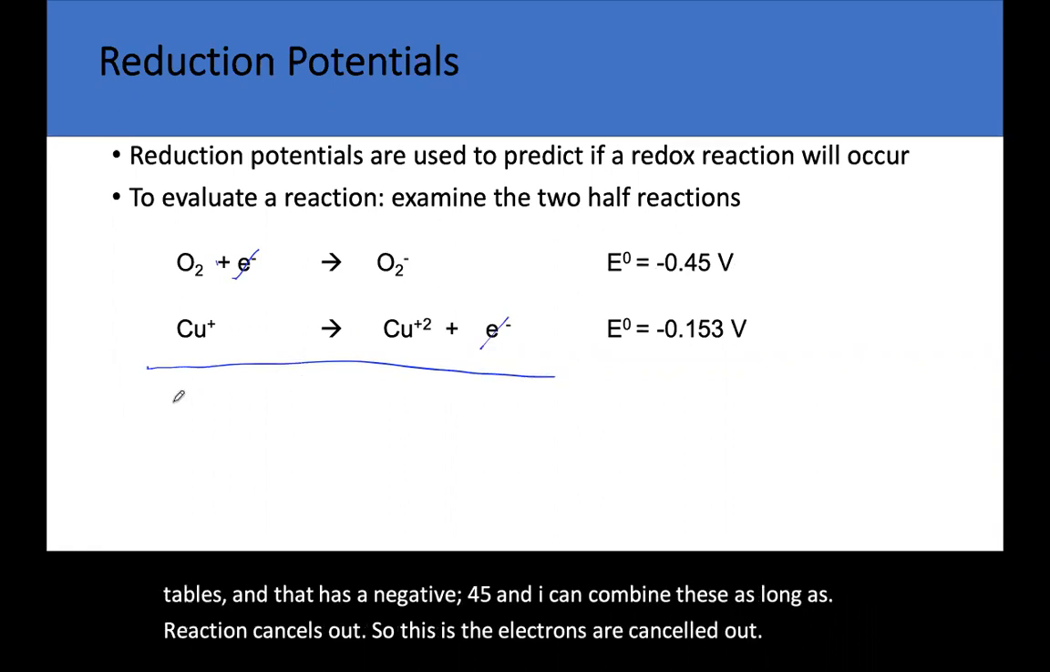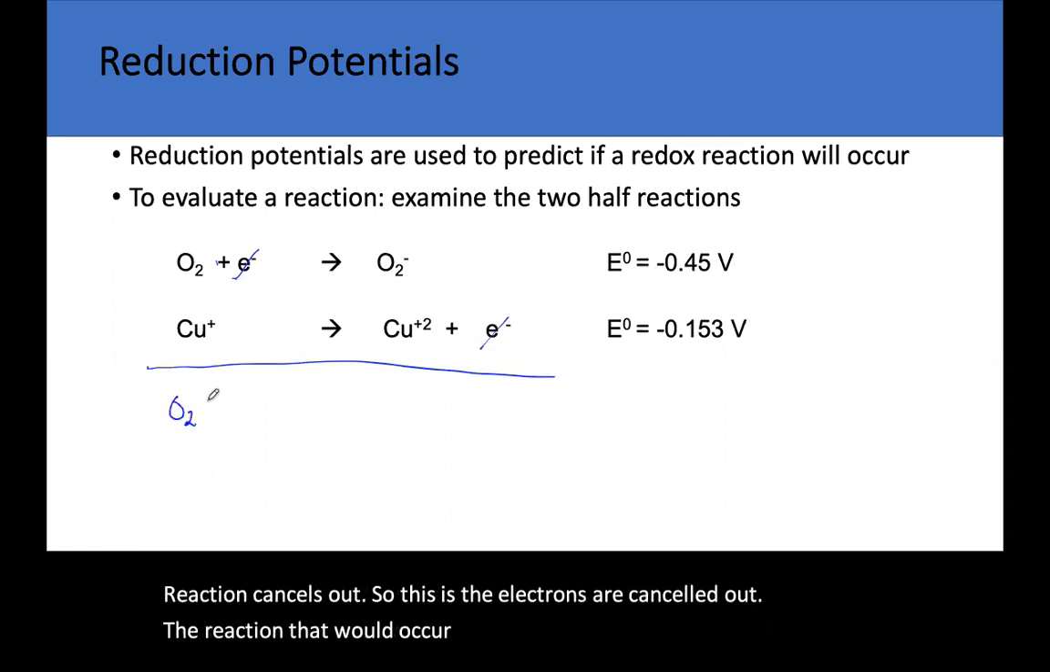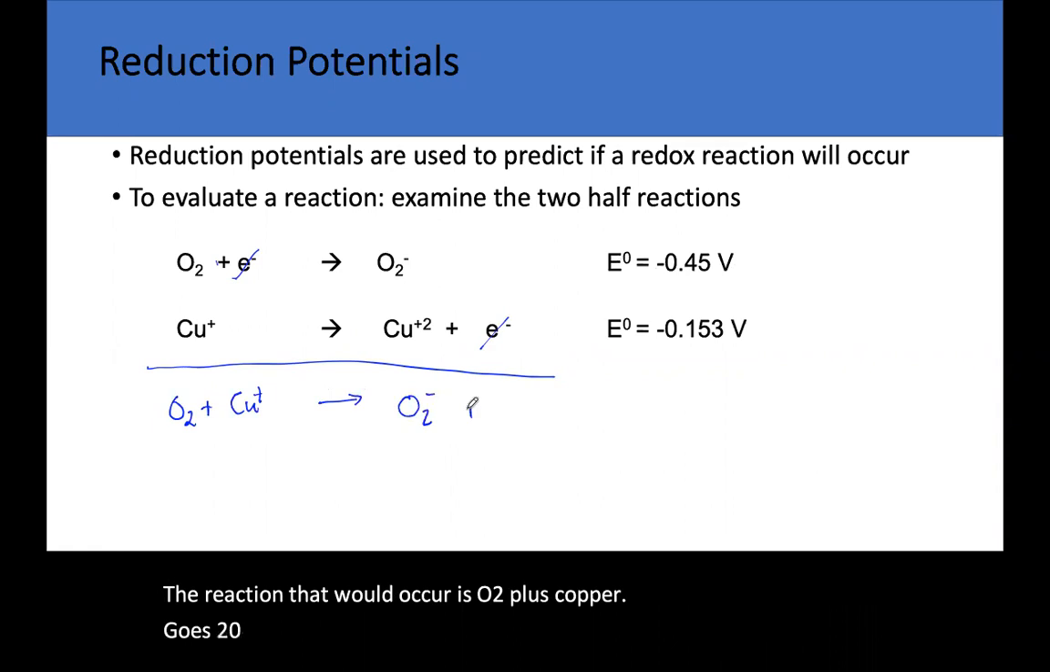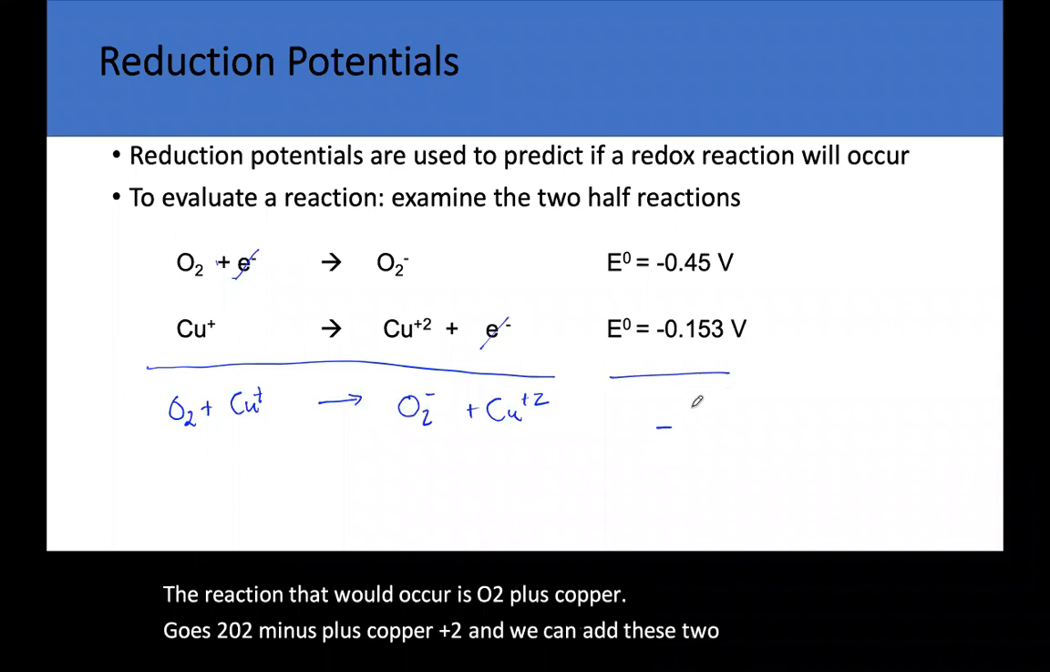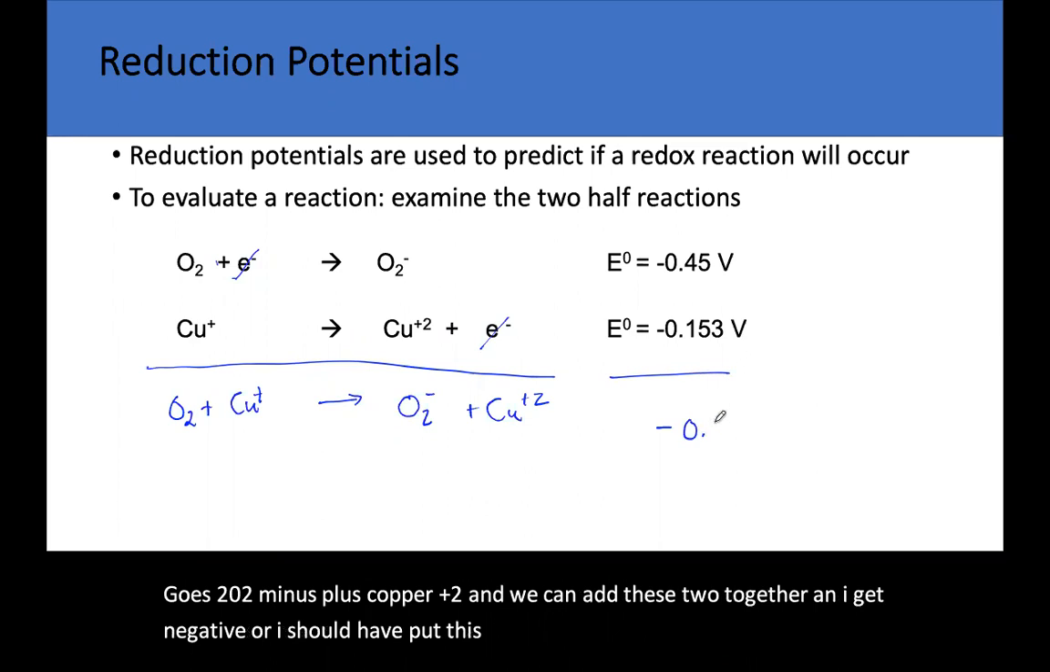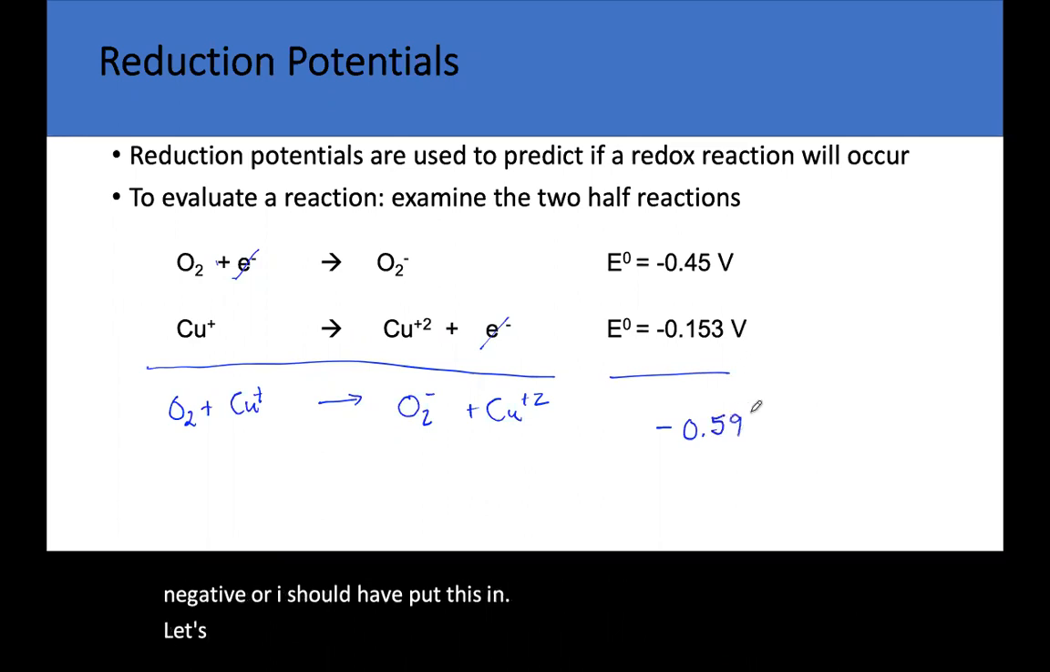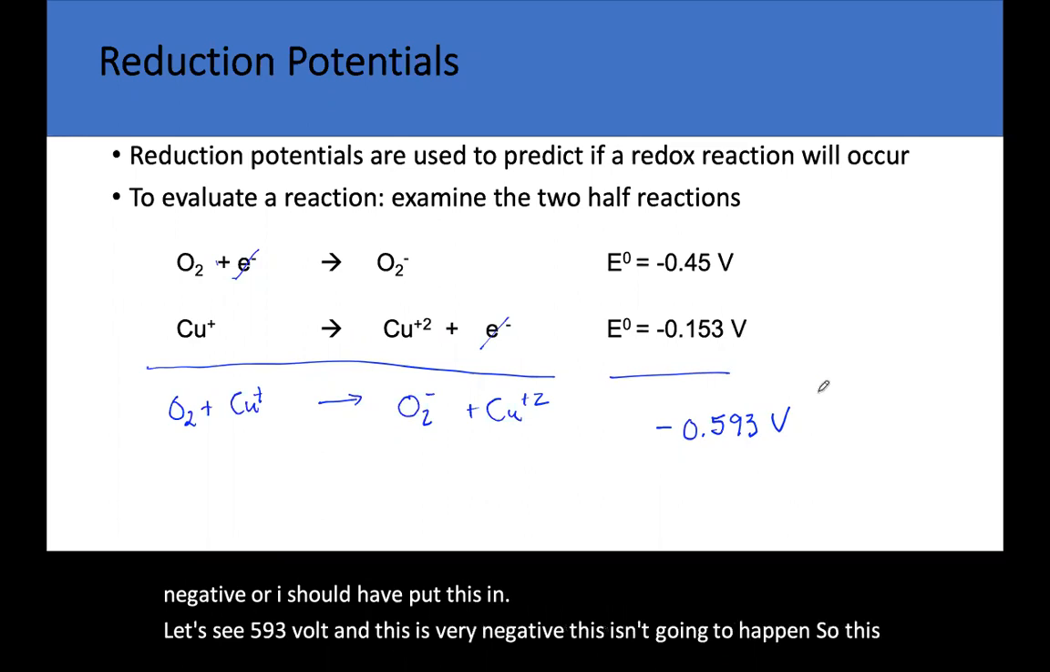The reaction that would occur is O2 plus copper goes to O2 minus plus copper plus 2, and we could add these two together, and I get negative 0.593 volts. And this is very negative. This isn't going to happen. So this is not a good reaction.